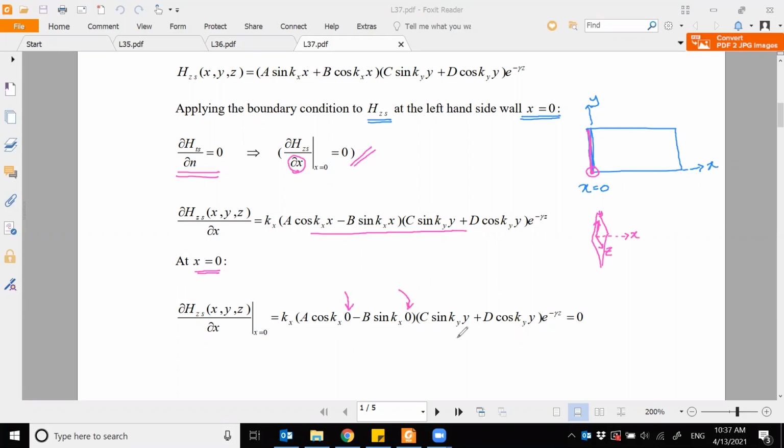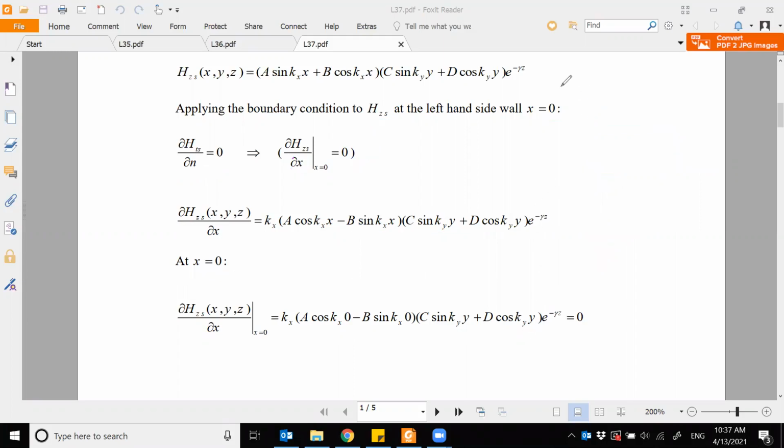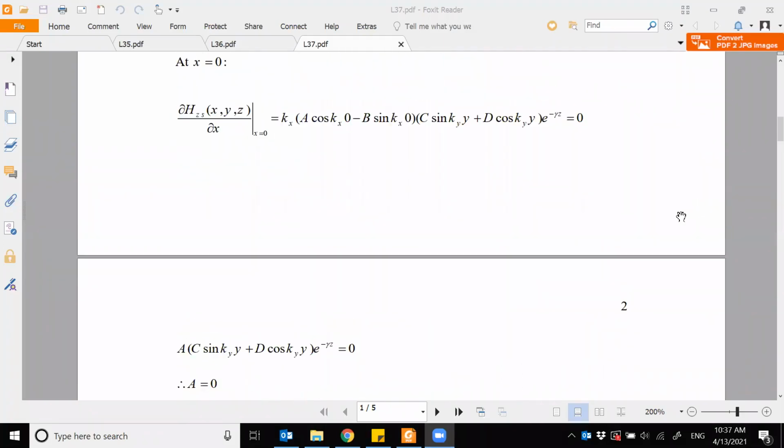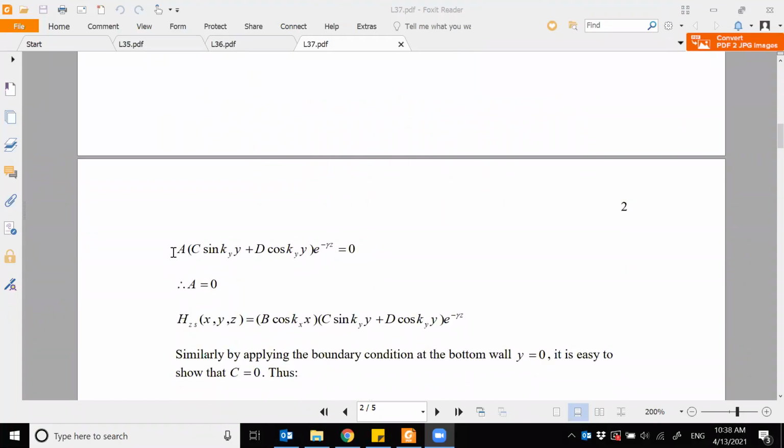Is equal to 0. Now, when I substitute this and simplify, what is happening? Sine 0 is 0, gone. Cos 0 is 1, so A stays. So I'm getting this: A times this bracket, e power minus gamma z, kx will go away, is equal to 0. So from here, I can say that A is equal to 0.